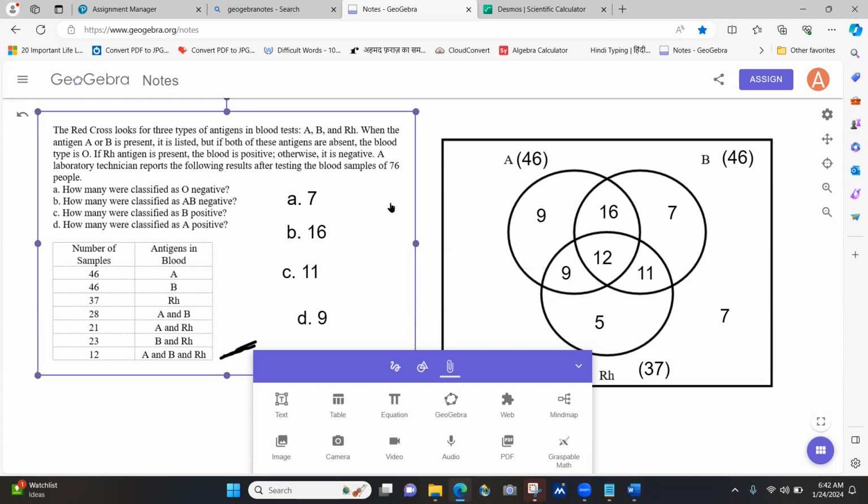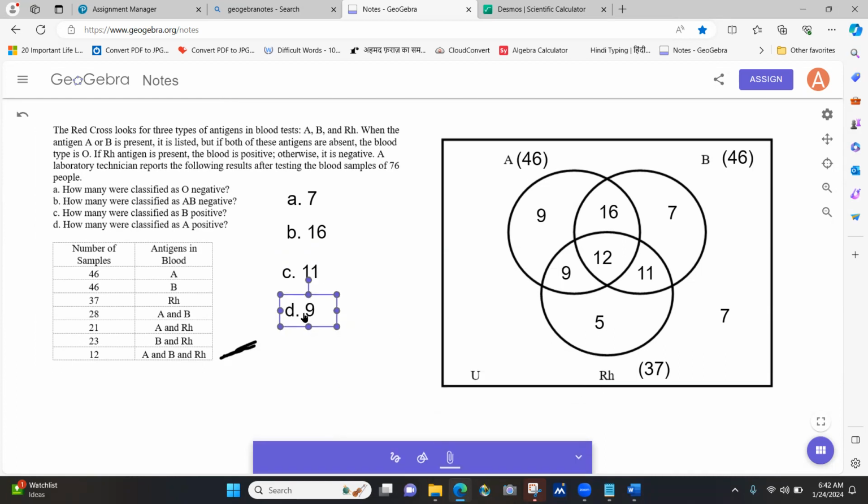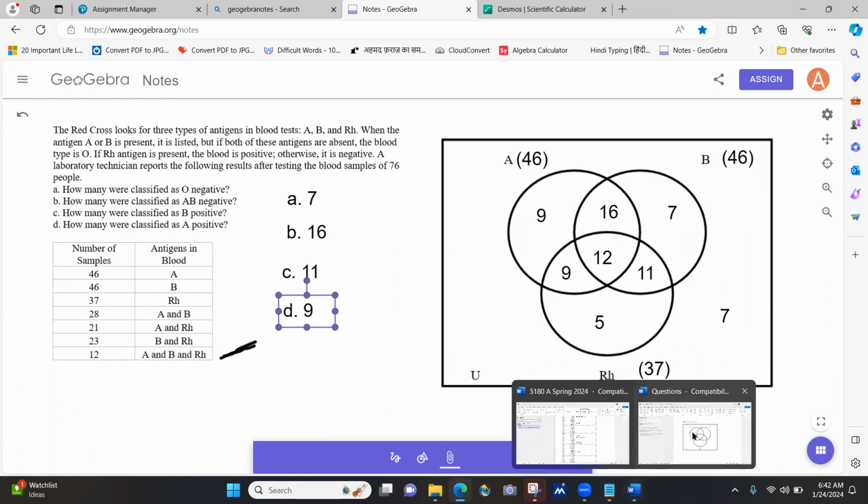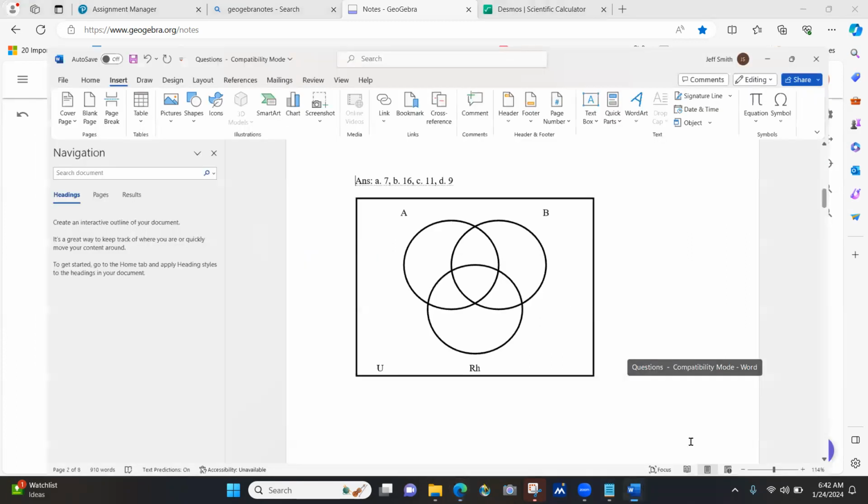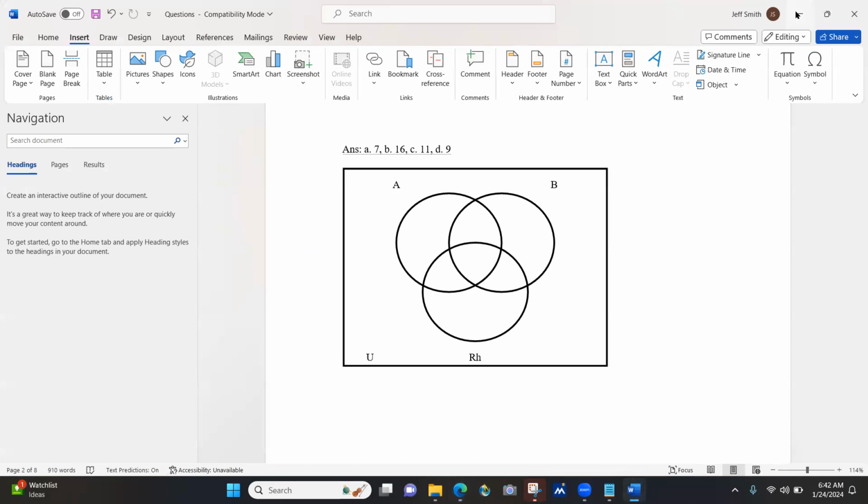Now, guys, this is a hard problem. So I did do it previously. I'm going to quickly check my answers. Okay. 7, 16, 11, 9. If I messed up, I'm going to redo parts of it, of course. 7, 16, 11, 9, 17. I didn't mess it up.